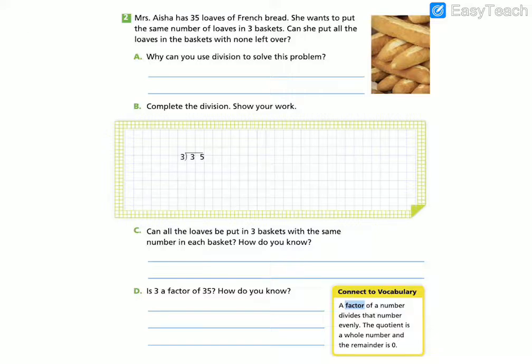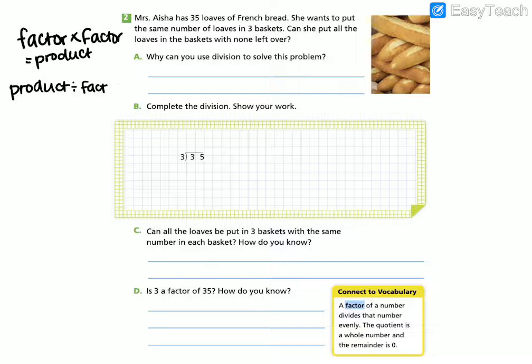Now remember from the last one, a factor times a factor will equal the product. So what if we think about that using an inverse operation? The product divided by a factor must equal a factor. So if we can divide 35 by 3 evenly, then we know that 3 must be a factor. Go ahead and write your explanation for letter A.